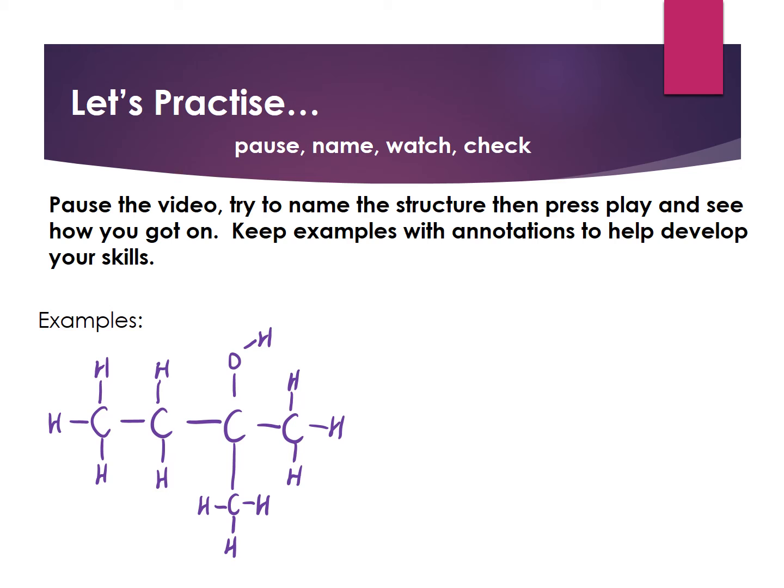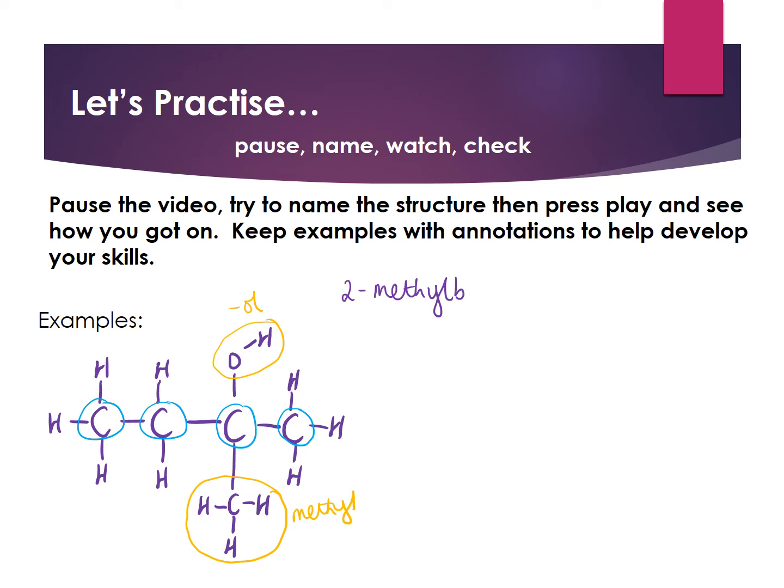Okay, in this example then, there are 4 carbons in the longest chain. 1, 2, 3, 4, like so. There's also an OH group, so this is an alcohol and ends in -ol. And this one here is a methyl group, like so. So the correct IUPAC name for this compound is 2-methylbutan-2-ol, like so.